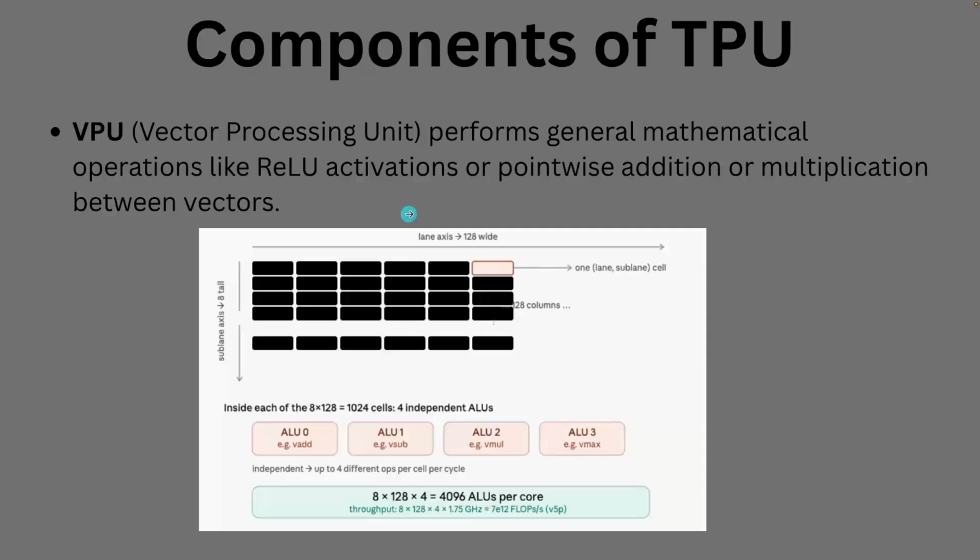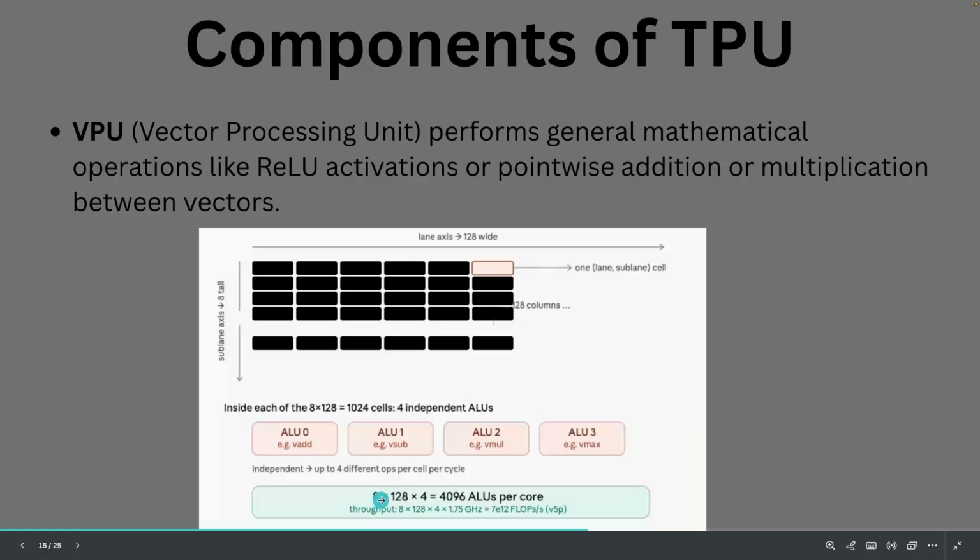The next component in a TPU is the vector processing unit, the VPU, and these are responsible for operations like ReLU activations or pointwise addition or multiplication between vectors. So if you have a vector, you don't need an MXU. You can go to a VPU, and in a VPU you have two axes. One is the sublane axis, and the other is the lane axis, which is 128 wide, the same number that we saw with the MXU, and each cell in this has 4 independent arithmetic logic units to do these operations.